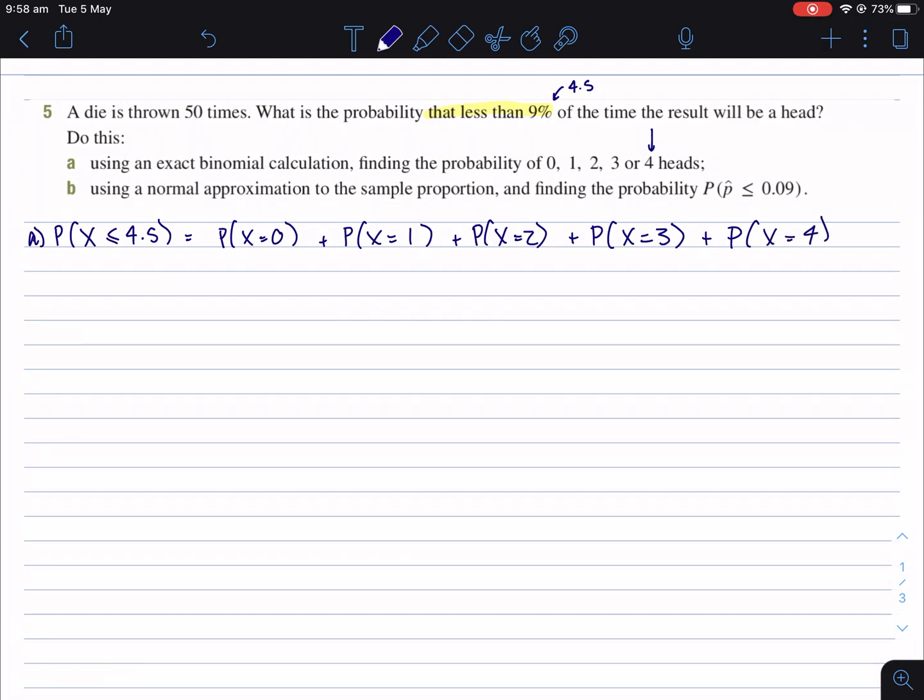Oh, I'm already wanting to use the normal approximation instead. I'd much rather look at a table than calculate these. So we have n equals 50. P is a half, heads, or a die is thrown 50 times, the result will be a head. I'm assuming they meant coin. Otherwise, if we want to assume it's a die, then P equals... Let me double check what they've done in the answers. They could have just been a total smart aleck.